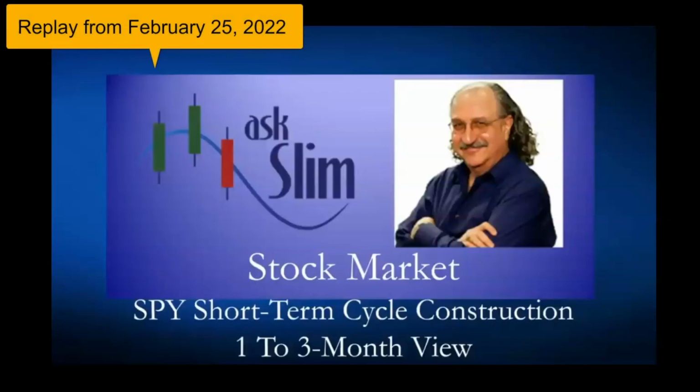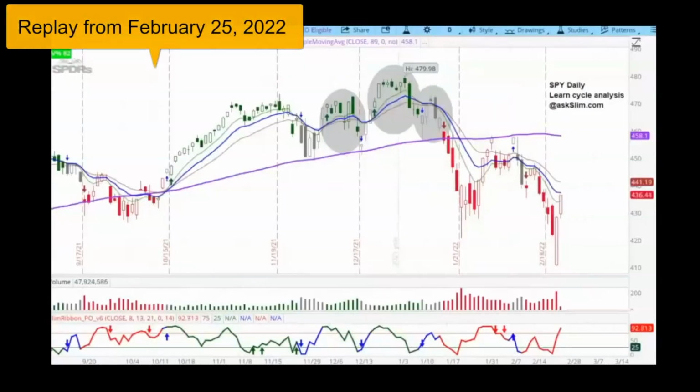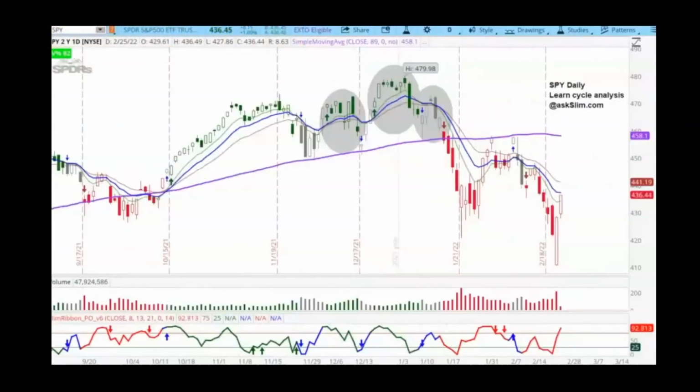Take a look here as I'll move over to SPY. Now, what I want you to see here is, of course, a candlestick chart. And on here we have a couple of indicators. This is the slim ribbon right over here. This is the slim ribbon PO, which is the signal indicator for the slim ribbon.